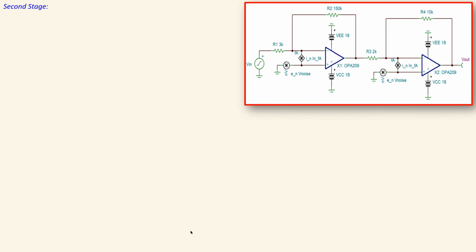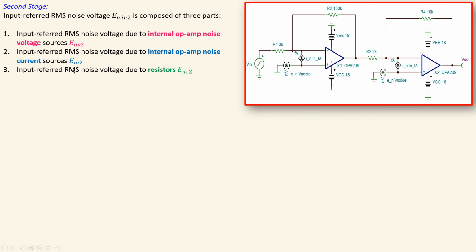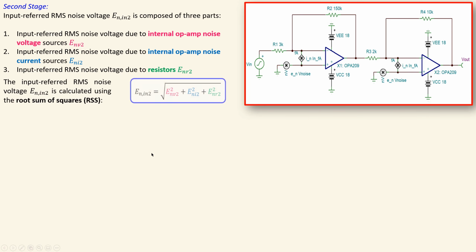Now, let's look at the second stage. In a similar form, again, the input referred RMS noise voltage is composed of 3 parts. I will go a little bit faster in this case. We have the internal op-amp noise voltage source, the internal op-amp noise current source, and also the resistors for this second stage. Those will each contribute noise, so you will add them up using this formula. Again, you will calculate each of these, of course, considering just one of them at a time.